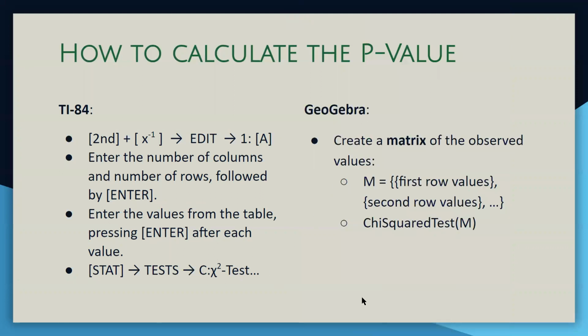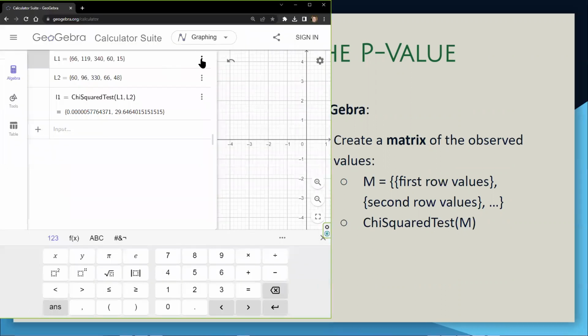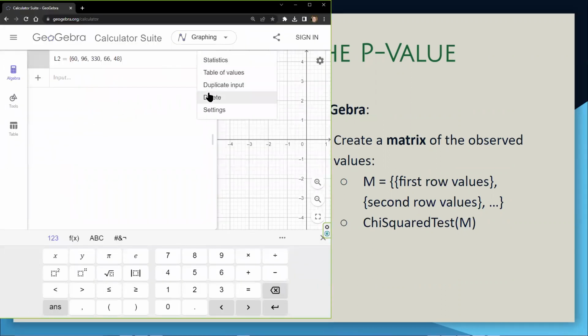GeoGebra is very similar. It just wants a matrix of the observed values. The difference is you can't get a matrix on the screen in the same way that you saw on the TI. So in this case, you're basically going to create a list of lists. So let's pull up GeoGebra and take a look at what that would look like. Let's clear out some of our data from that last video.